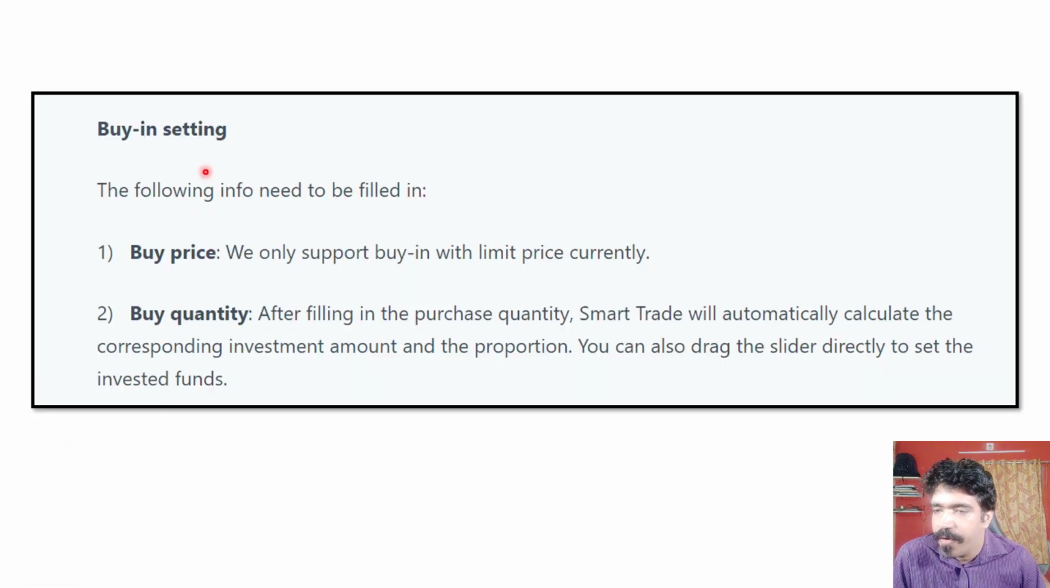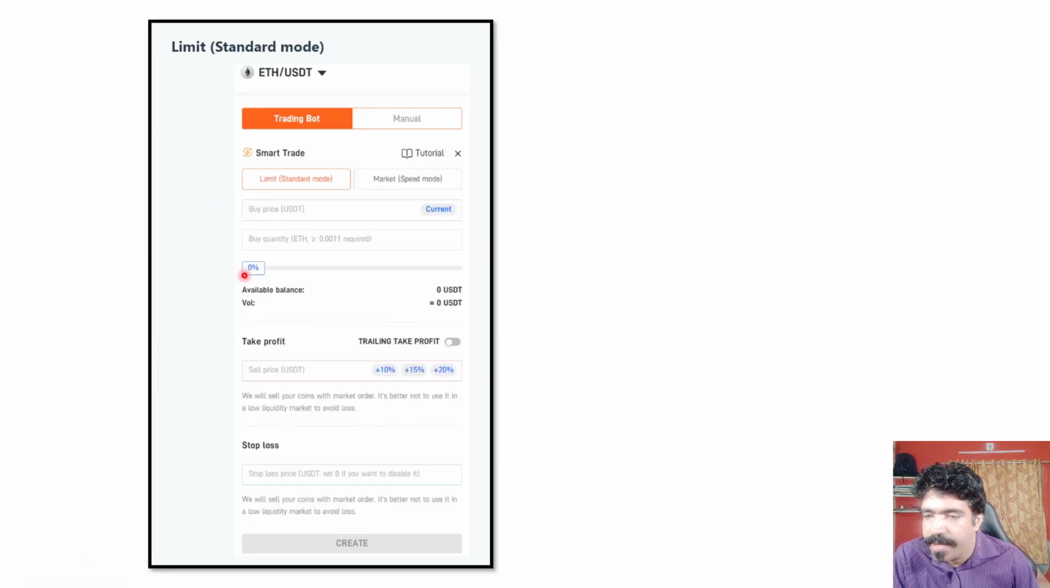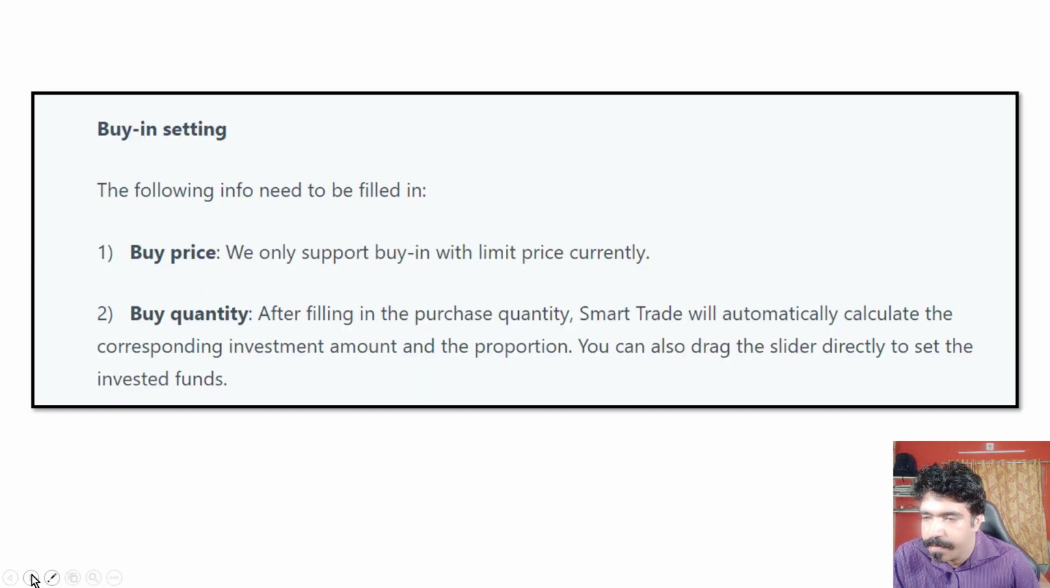Next is the buy-in setting. The following info needs to be filled in: the buy price and the buy quantity. We only support buy-in with the limit price currently. After filling in the purchase quantity, smart trade will automatically calculate the corresponding investment amount and proportion. You can also drag the slider directly to set the investment funds. So here you can see that this is the slider, and we can pull this slider to calculate the amount of investment that is required to create this robot.